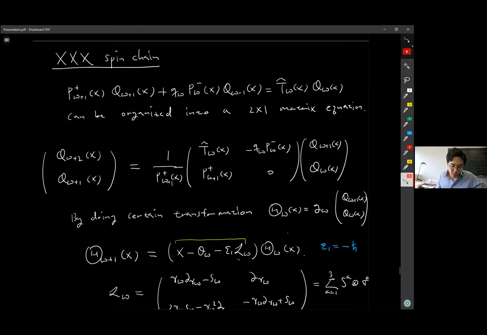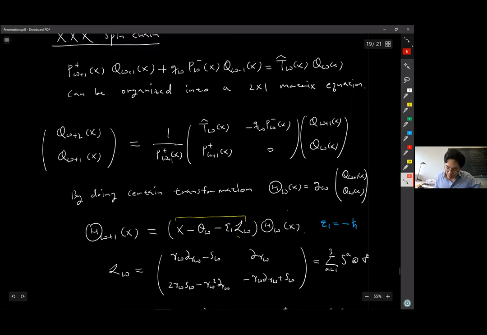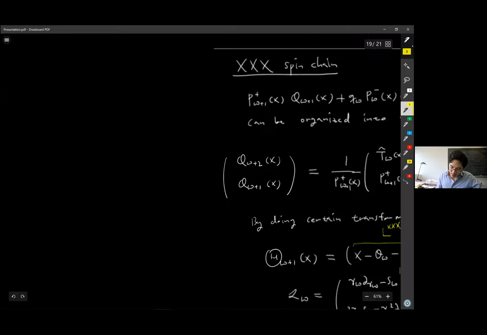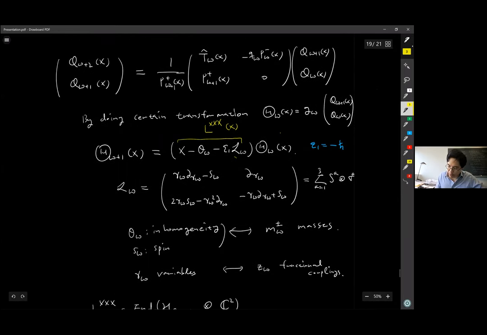So the fractional quantum theory equation can now be cast into the form of a 2x1 matrix equation. So I define a certain 2x1 column vector like this with the q omegas. And this equation can be written in this form with this 2x2 operator valued matrix. And with a certain gauge transformation that I didn't write explicitly, this comes into the form of the Lax operator of the XXX spin chain. So indeed, this L omega here is the 2x2 matrix whose elements are the SL2 spin operators.